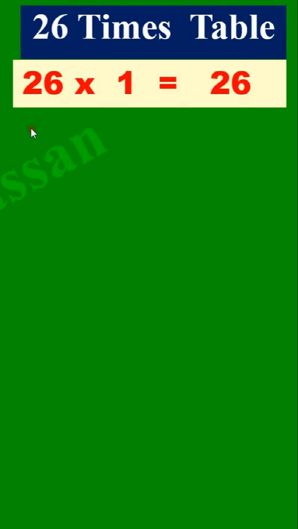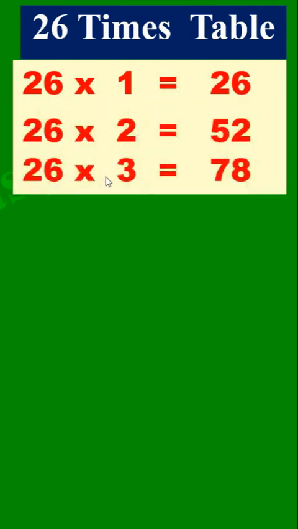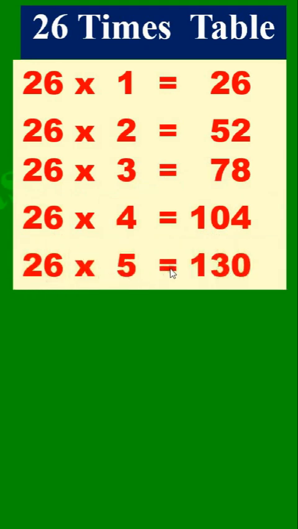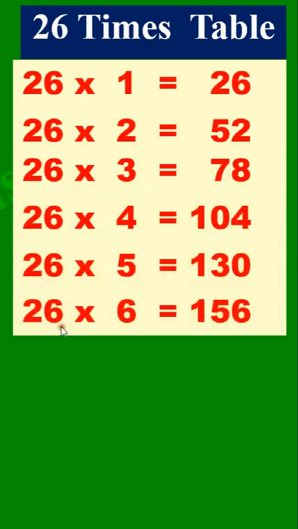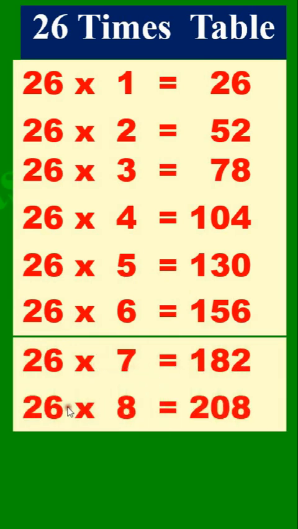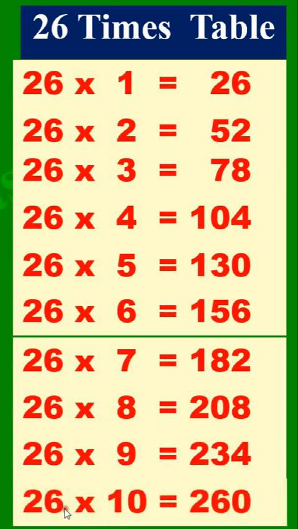26 times table. 26 times 1 is equal to 26. 26 times 2 is equal to 52. 26 times 3 is equal to 78. 26 times 4 is equal to 104. 26 times 5 is equal to 130. 26 times 6 is equal to 156. 26 times 7 is equal to 182. 26 times 8 is equal to 208. 26 times 9 is equal to 234. 26 times 10 is equal to 260.